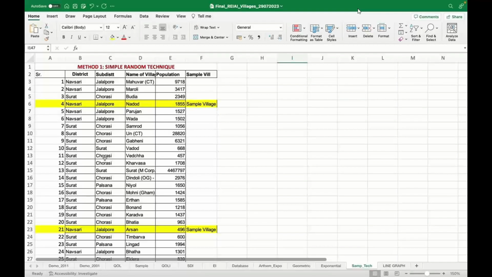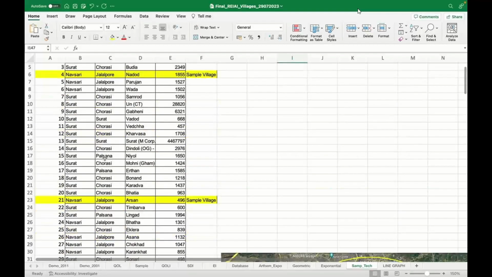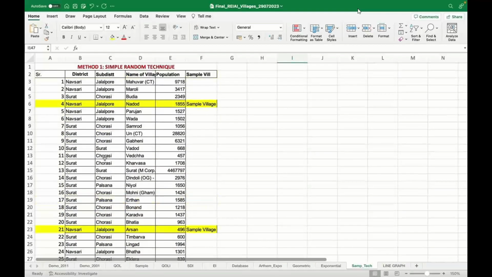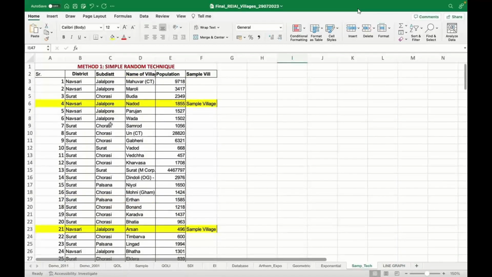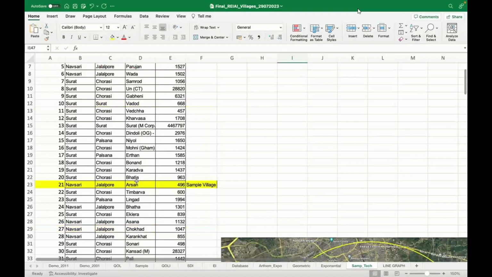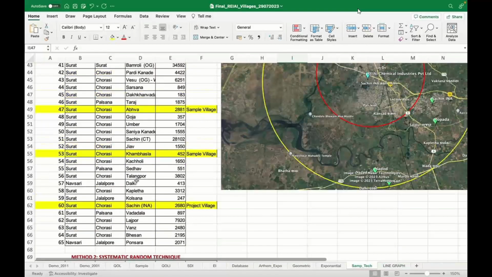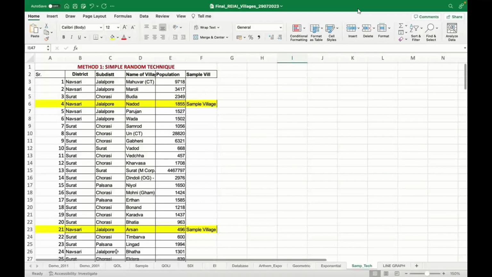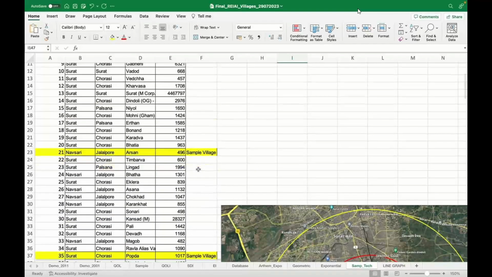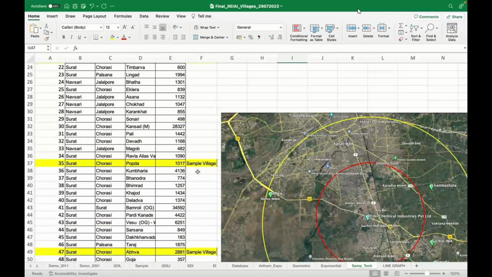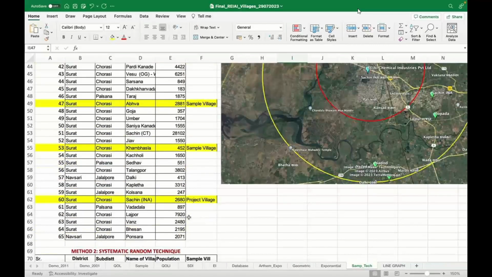Now, simple random means selecting at random. If you remember, you developed a map in the beginning. While making the map, you were also making a list, and you noted the pattern like this. And then you just moved your mouse at random and came to this village. Okay, I will select this. This is all a random technique. You have selected this without any significance, without any criteria, at random. And you have selected 6 to 7 villages, including the project village where the project is located.